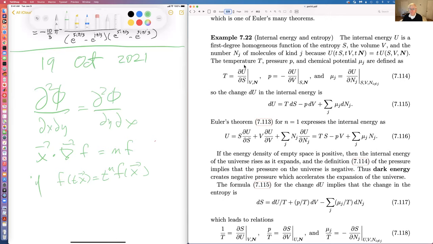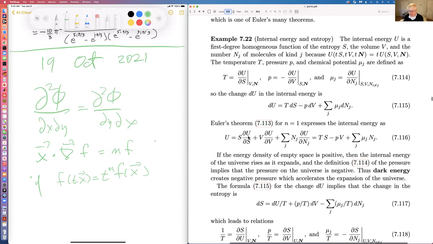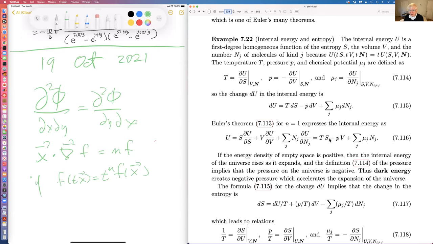It turns out that the temperature, the pressure, and the chemical potential are all defined in terms of the internal energy by these partial derivatives. And so the change dU can be looked at this way. Now, since the internal energy is homogeneous of degree one, Euler's theorem tells us that S partial U partial S plus V partial U partial V plus N_J partial U partial N_J is U. And then using these equations for the derivatives, we get U is TS minus PV plus mu_J N_J.